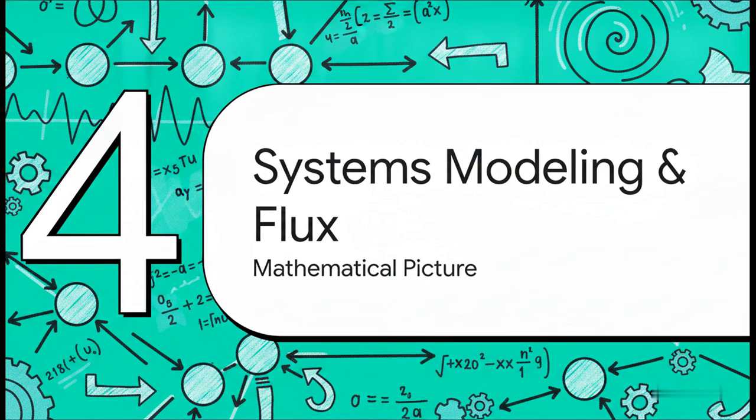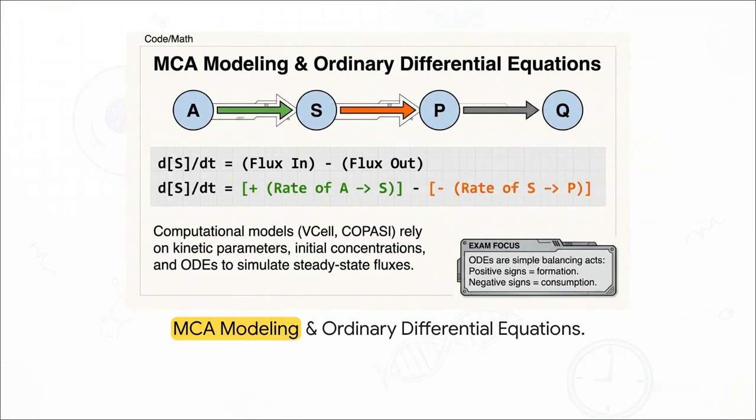Systems biology, and mathematically modeling that flux. To actually simulate all this steady-state traffic, we use metabolic control analysis, or MCA modeling. And the backbone of MCA? Ordinary differential equations. Now, don't let the math scare you. ODEs are essentially just simple balancing acts of the flux coming in minus the flux going out. A positive sign means you made a metabolite. Negative means you consumed it. It's wonderfully straightforward biological accounting.